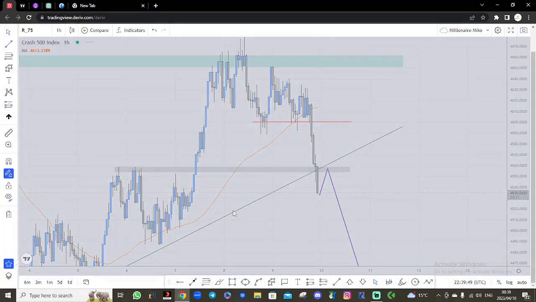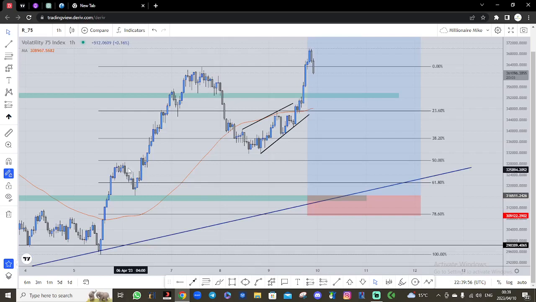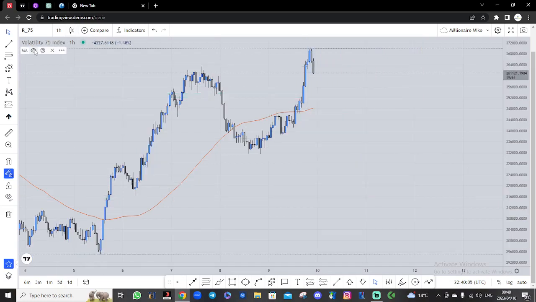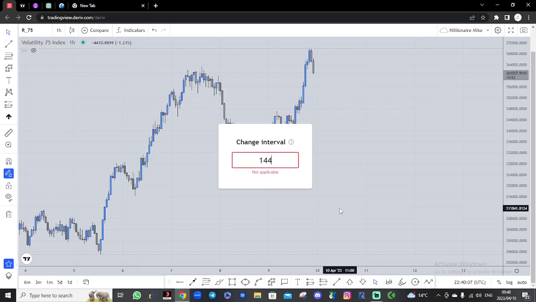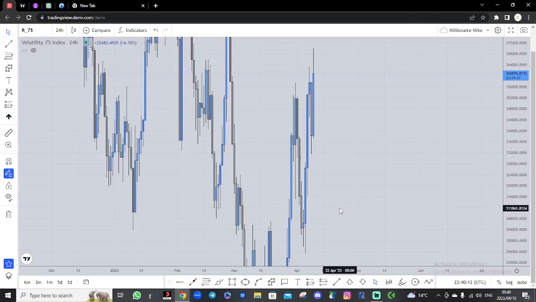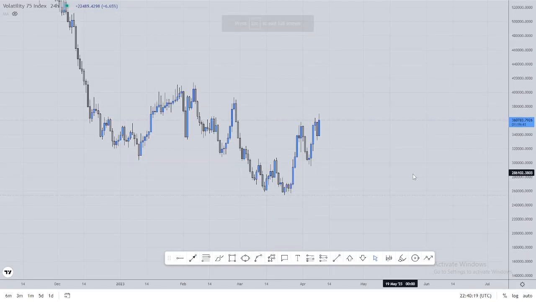Let's go on and look at volatility 75. Let me just remove my drawings, remove my EMA. Right, volatility 75, looking at it from the daily. Remember, I always start from the daily. That is a fact.